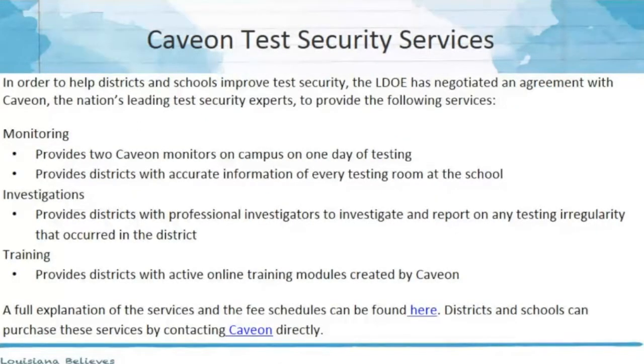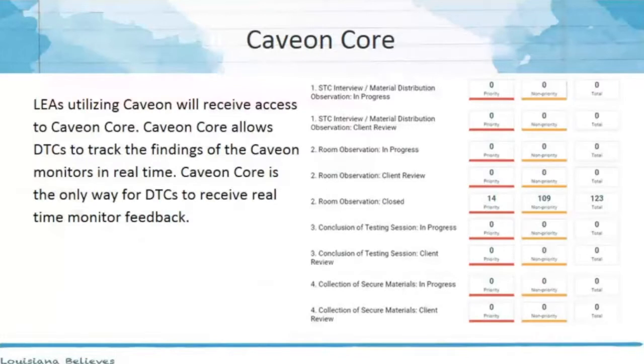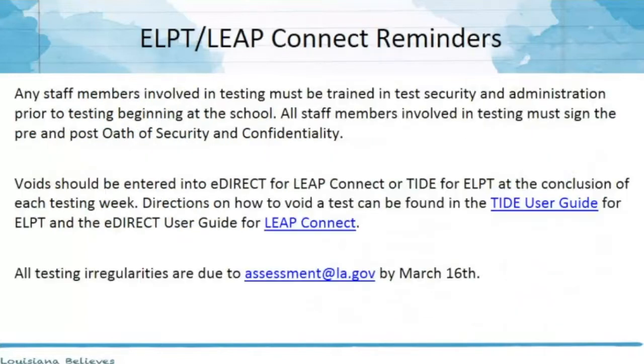Also not new, but just a reminder, we have negotiated an agreement with the nation's leading test security experts to provide monitoring, investigation, and training services. If you are interested in learning more about them and their prices, those are linked at the bottom of the screen. Included in these services is Caveon Core, which is a digital access platform for you to see in real time what monitors are monitoring in your schools. And so it's just a really great pulse check on your schools as they are out in their monitoring.